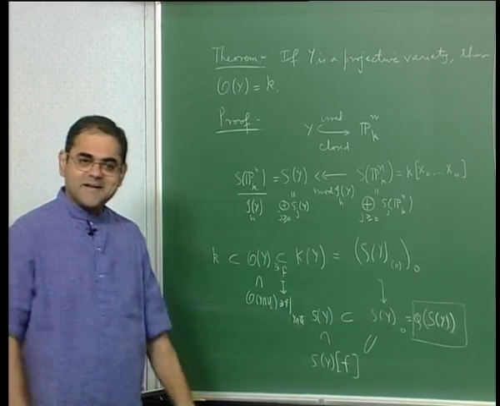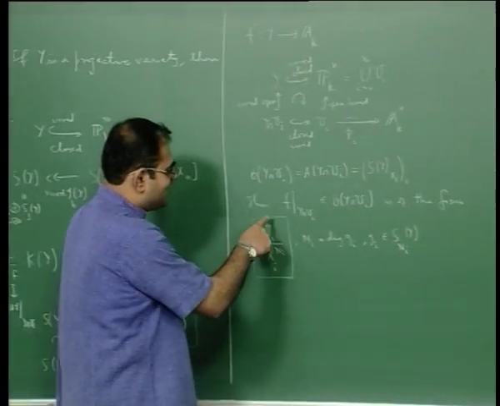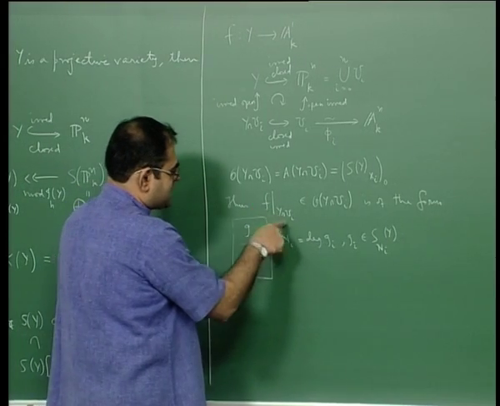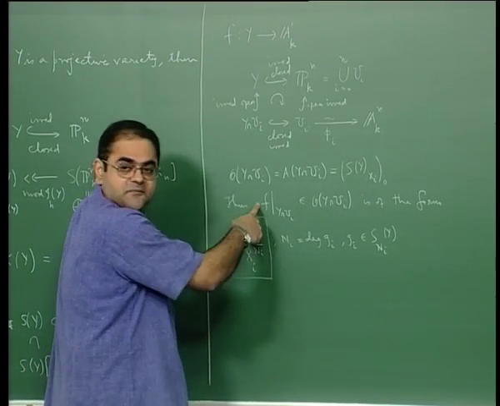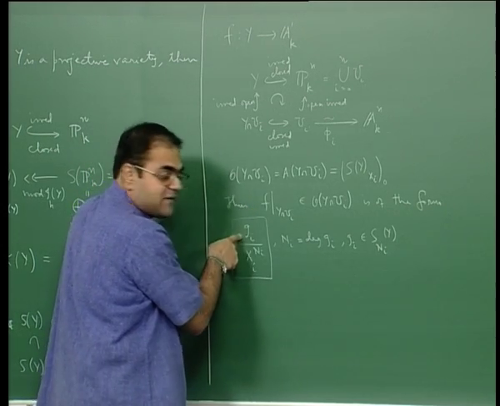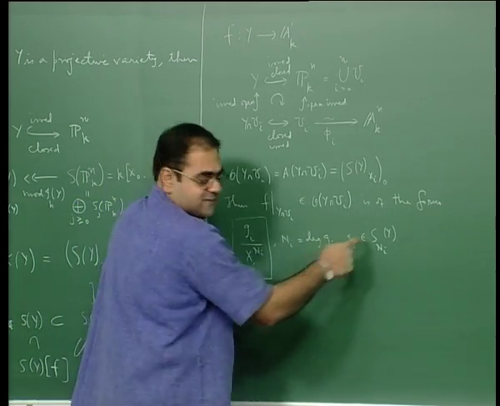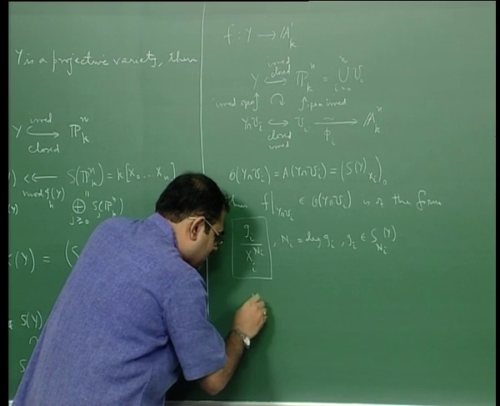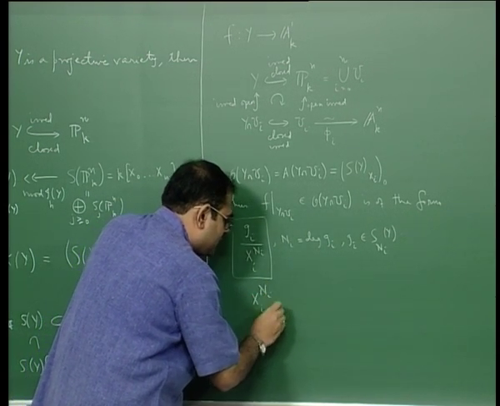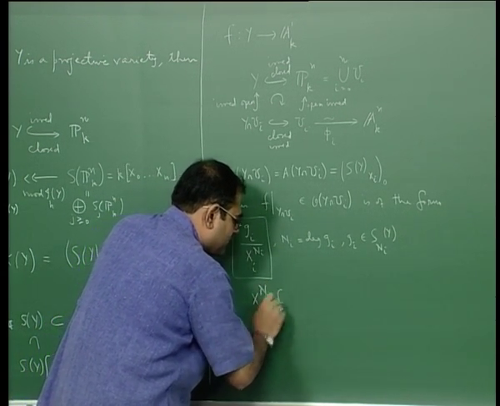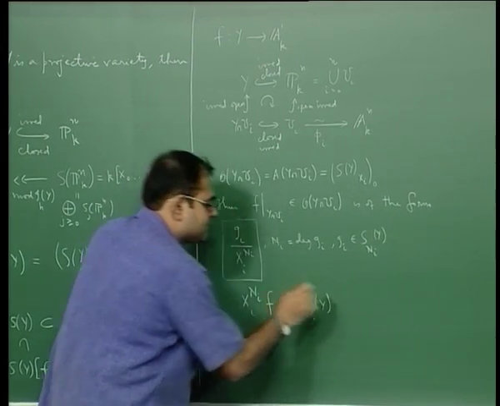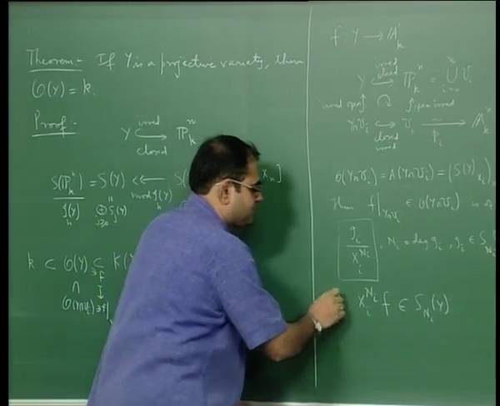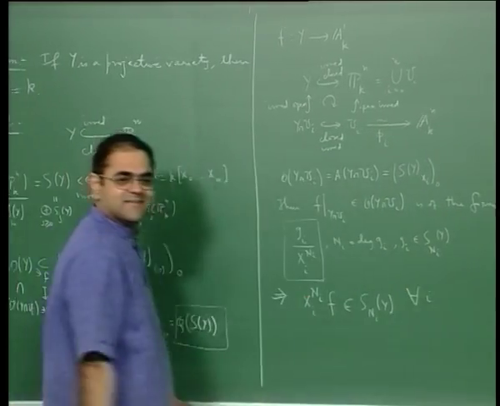It's correct. All right. Now, what I want you to understand is, if f restricted to this is this, then xi power ni multiplied by f can be identified with gi, which is here, okay. So I'm going to write this xi power ni times f belongs to S ni Y. Okay, this is true for every i, right?